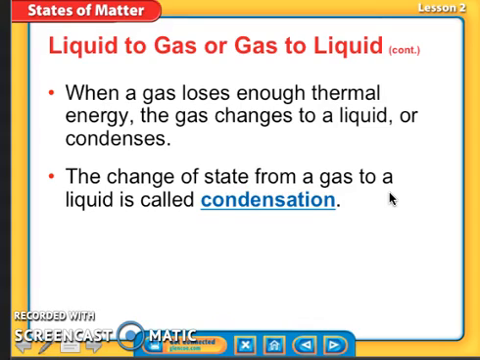If you ever had a soda in the summertime, you see water droplets on the outside. Your can of Mountain Dew is not sweating, okay? It's not perspiring. What's happening is the gas particles are bouncing into that cold can of soda, and they're losing their thermal energy into the soda, and they start coming together again and going from a gas to a liquid. That's condensation.